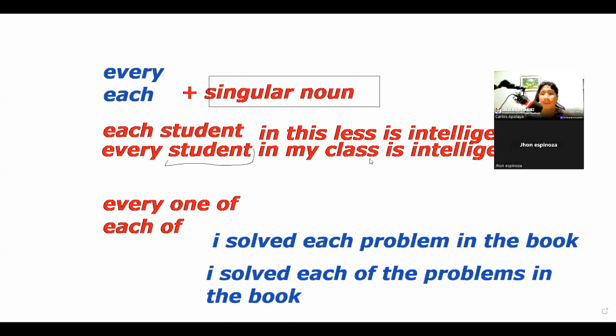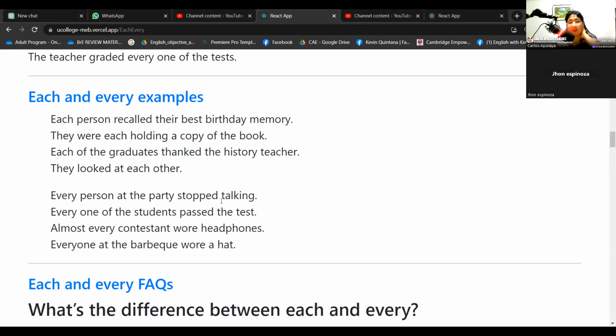Okay, let's continue. Let me open my list. Let's go here. Each and every, here we have some examples: every person, everyone, almost every contestant, singular. Remember, singular. Each of the graduates, plural.